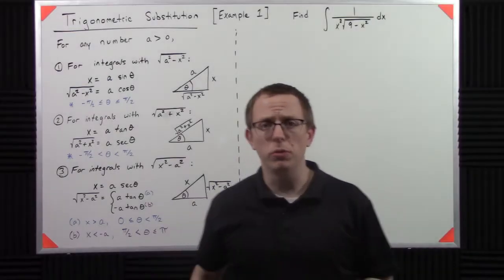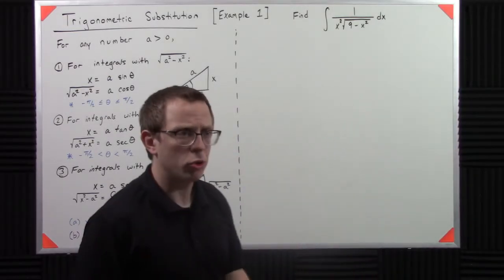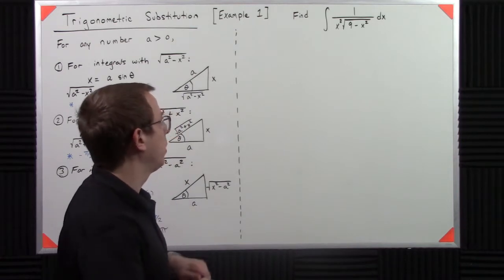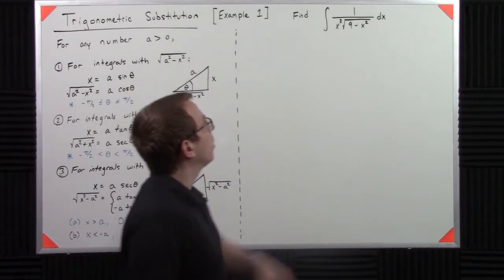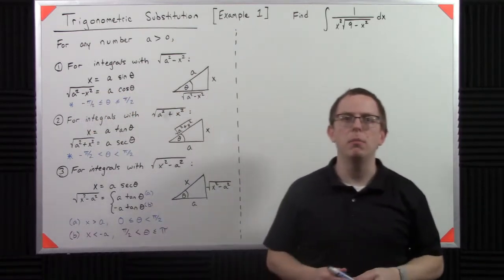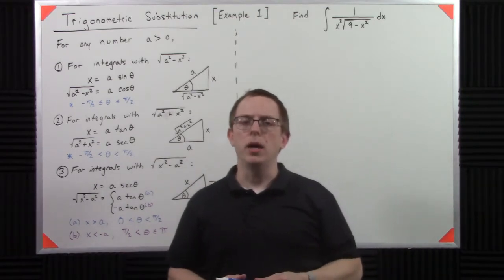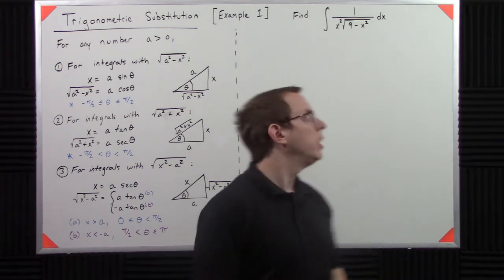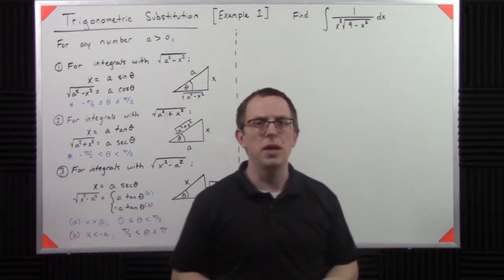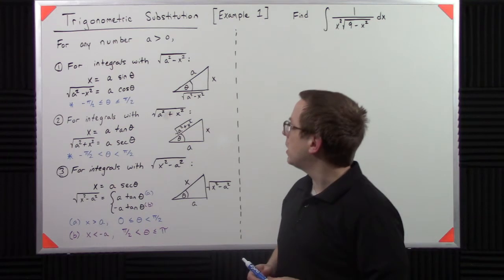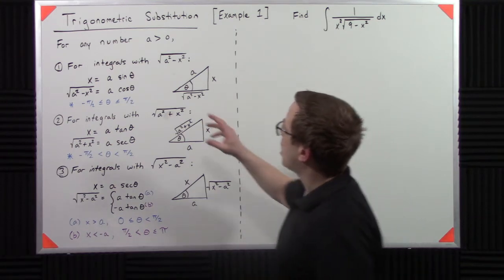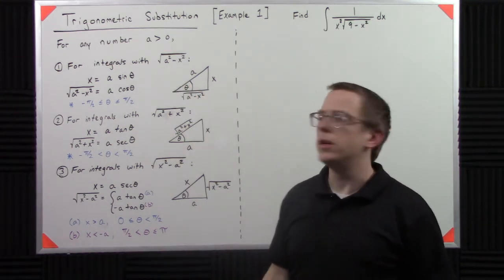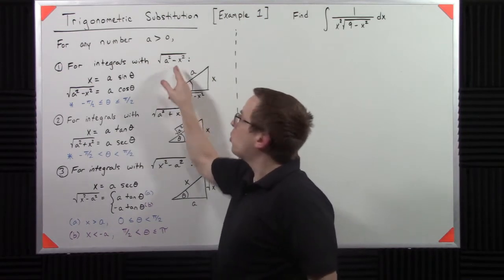Let's do our first example of trig sub, which is the shorthand for trigonometric substitution. So I've got 1 over x squared, square root of 9 minus x squared dx. When I look at this particular problem, what I see is a square root and a number minus x squared. So if I take a look over here, that looks like pattern number 1, but it's something squared minus x squared.